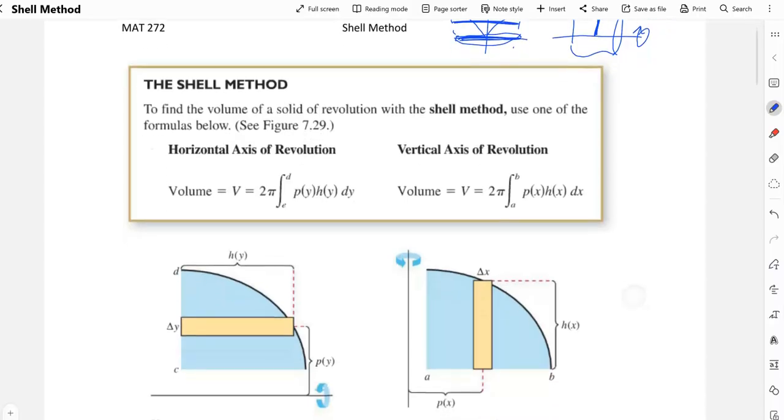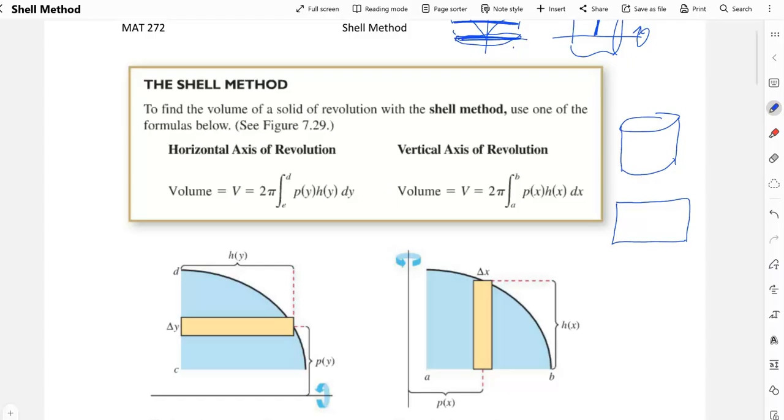With the shell method, I want you to think about a shell. You know, when you go to the grocery store and you buy some kind of canned item, maybe some canned green beans, and it's got this label on it. If you were to pull that label off, that label would be a rectangle, but we can form it into a circular shape if we wanted to put it back on the can. Think about those labels as your shells. That's what they're looking like.